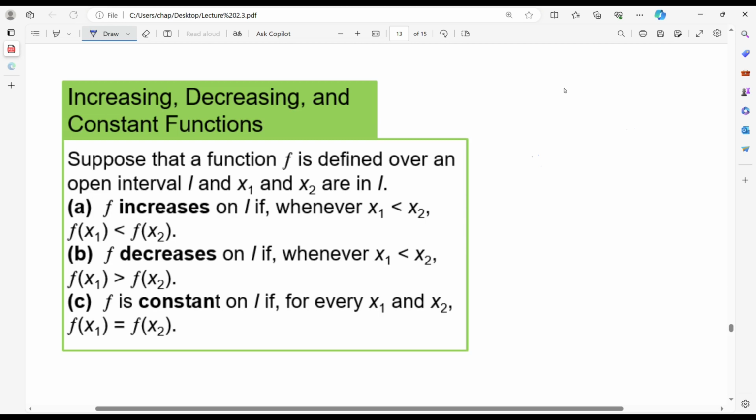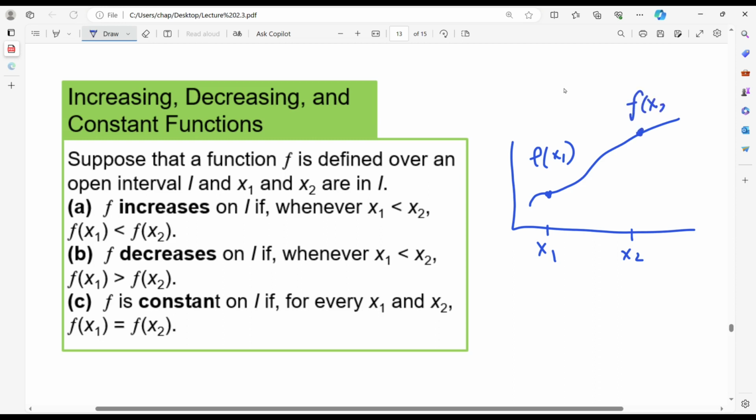Essentially, in part A, we're saying if you have a function, x sub 1 is less than that of x sub 2, it's called increasing if f of x sub 1 is smaller than that of f of x sub 2. So as we go to the right, the function is increasing because f of x sub 2 is larger than that of f of x sub 1. Our function rises as we go to the right.